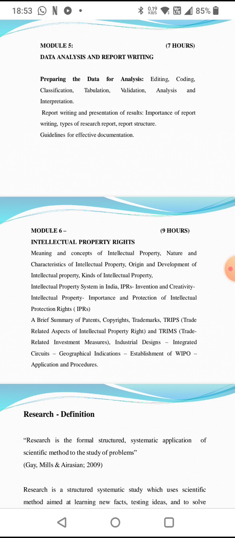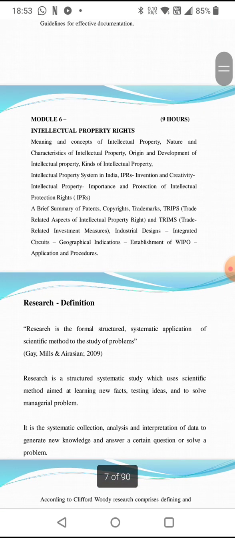Different types of research reports, report structure, content, what is the importance and significance of report writing, and how do you effectively write. For effective documentation, what are the different guidelines or steps to be followed? So those also you'll be learning over here.